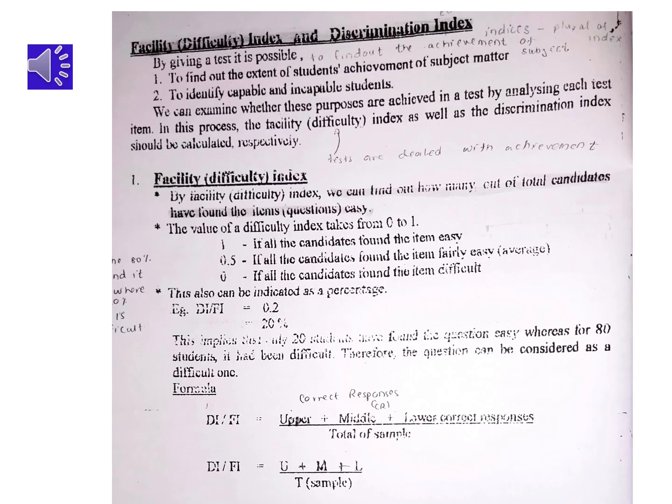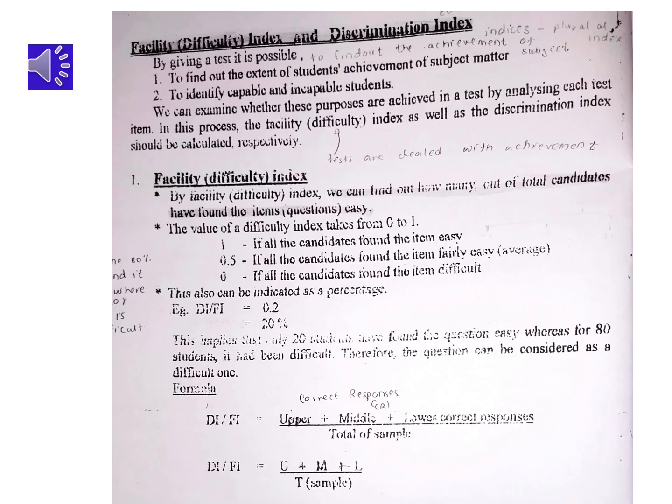This also can be indicated as a percentage, as I said, right? DI, difficulty index, or FI, facility index. Both are the same. But here for discrimination index also we are using DI. So you'll have to note, because at the exam they will give you the term in words, difficulty or facility, discrimination. Here DI equals 0.2. That means 20%. So how would you interpret?